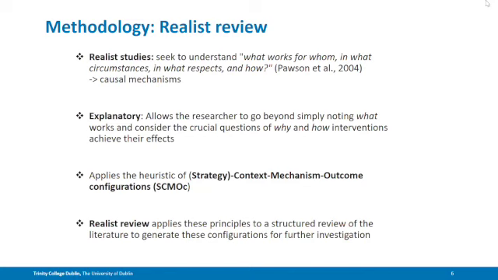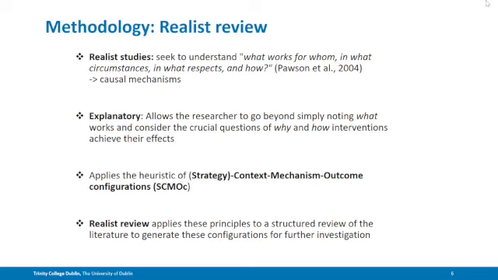So now I will move to the methodology. I will be talking about the realist review. The realist review seeks to understand what works for whom, in what circumstances, in what respects, and how. We talk about the causal mechanism. It is explanatory, so it allows the research to go beyond simply noting what works and consider the crucial question of why and how interventions achieve their effects, especially the micro-intervention that I already mentioned.